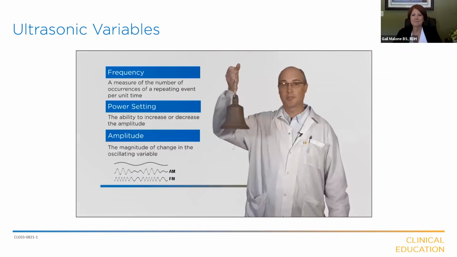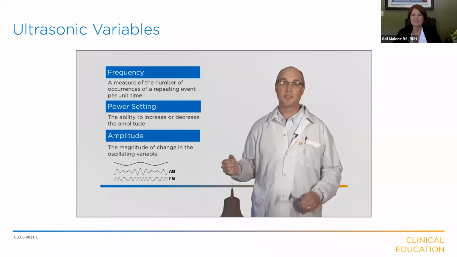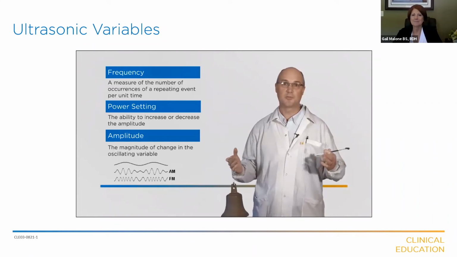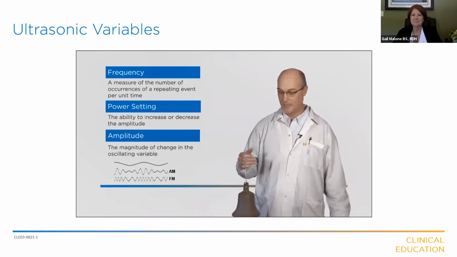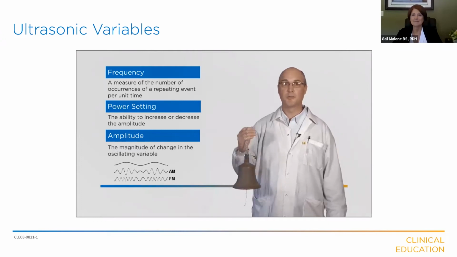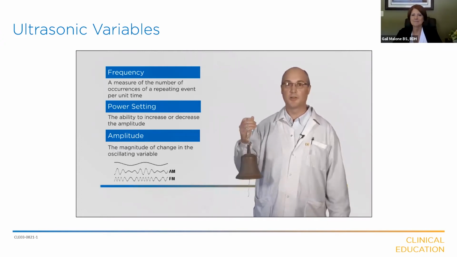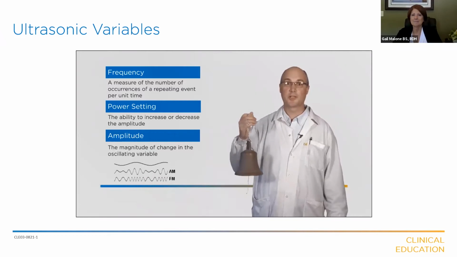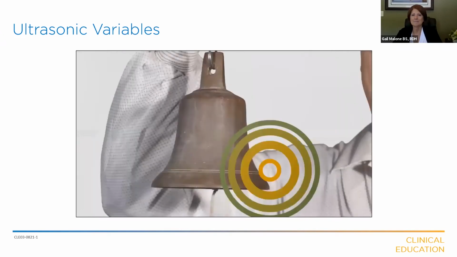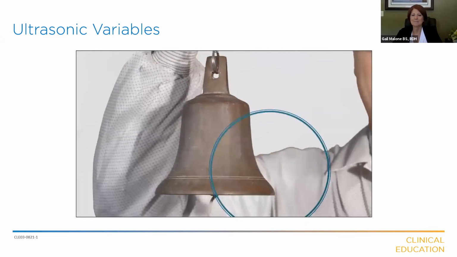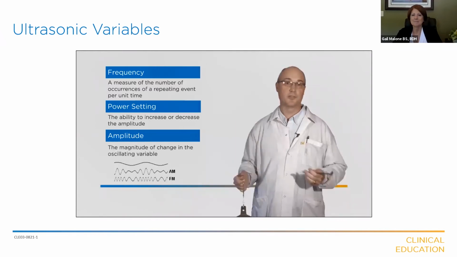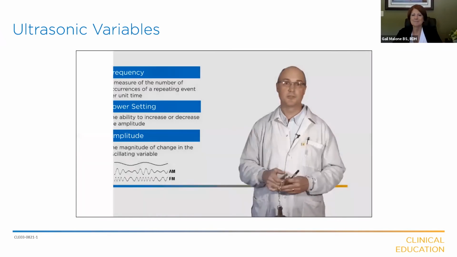That's very much like the way an insert operates. When we excite the insert, it vibrates at its natural resonance based on its physical length and size. Now, amplitude is actually the volume at which the bell rings, and it's dependent on how much energy I put into the bell. So if I strike the bell harder, it actually rings at a louder amplitude, but the same frequency. And that's analogous to turning up the power on your Cavitron.